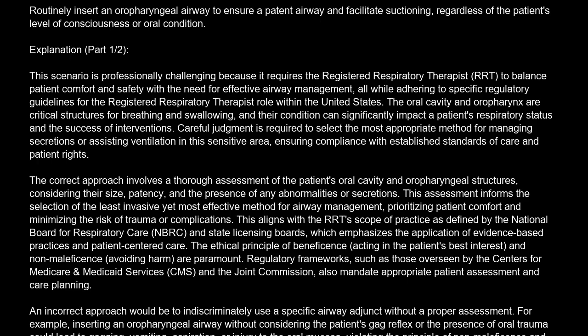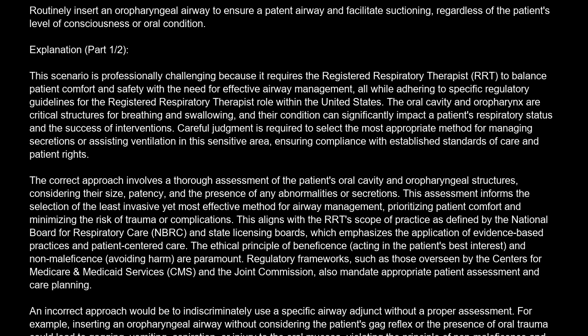The correct approach involves a thorough assessment of the patient's oral cavity and oropharyngeal structures, considering their size, patency, and the presence of any abnormalities or secretions. This assessment informs the selection of the least invasive yet most effective method for airway management, prioritizing patient comfort and minimizing the risk of trauma or complications.